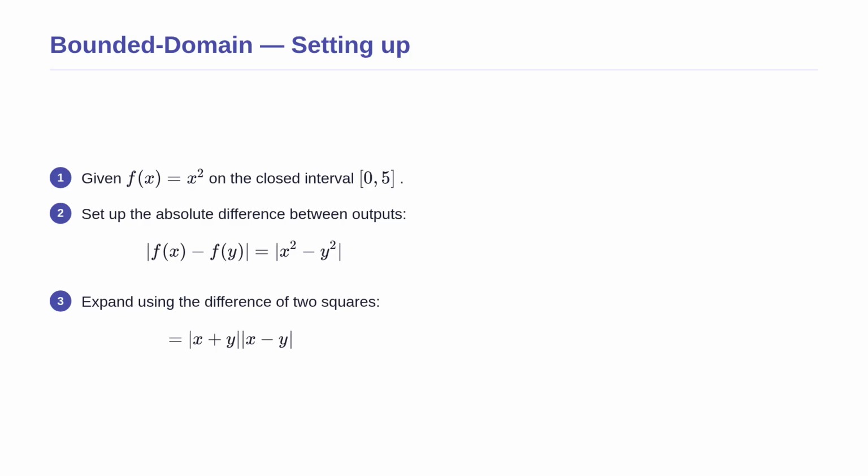We begin by substituting our squaring function into the standard formula for the difference in outputs, giving us the absolute value of x squared minus y squared. Using the standard algebraic rule for the difference of two squares, we expand this into two distinct multiplying factors, the absolute value of x plus y times the absolute value of x minus y.